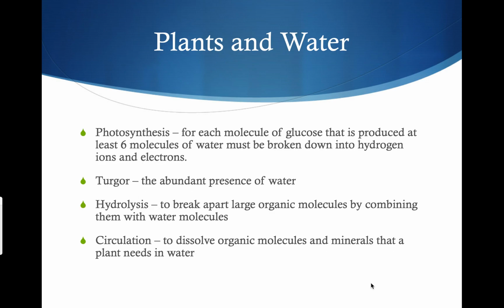Plants and water, photosynthesis. We've already gone over photosynthesis, and remember that was probably one of the harder parts of this class, as I mentioned. So you're not going to have to do that essay again until your final exam. But understand that in photosynthesis, the plant takes sunlight, turns it into energy, and uses that energy to turn water and carbon dioxide into glucose. You can get 6 molecules of glucose broken down into hydrogen ions and electrons.